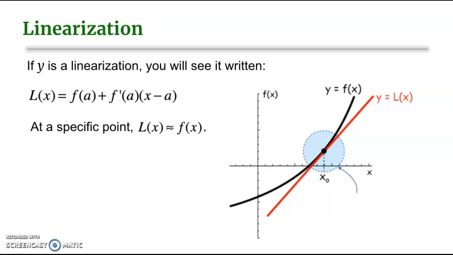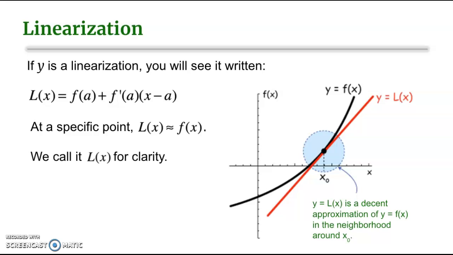You have a curve, y equals f of x in black, and you have the line tangent to that curve at a specific point where x equals x naught. That's the red line. And you can see at the point x naught, the y value for both the original function f of x and the linearized function are approximately the same. And we're going to call this linearized function L of x for clarity, as opposed to calling it, say, y.